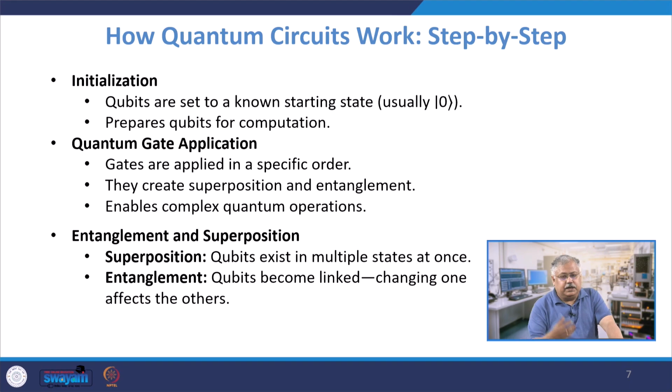Initially we do an initialization, and let us suppose I have a starting state, and I assume that the starting state is the 0 state. This prepares qubits for computation purposes. Then you apply gates to it. They can be applied in a specific order, and they create superposition and entanglement pairs, and this enables you to perform a complex quantum operation.